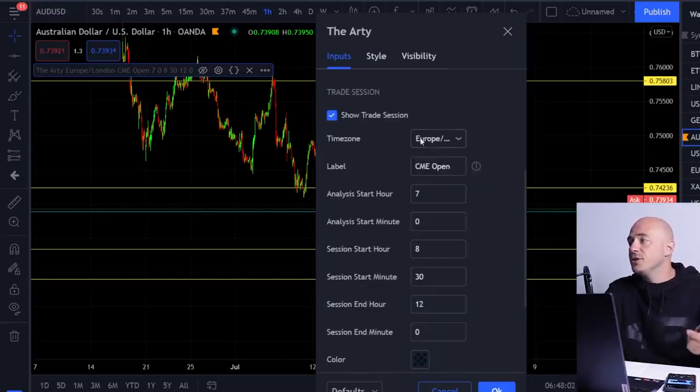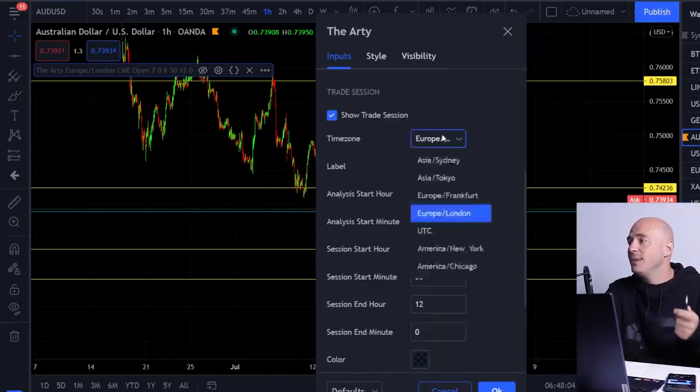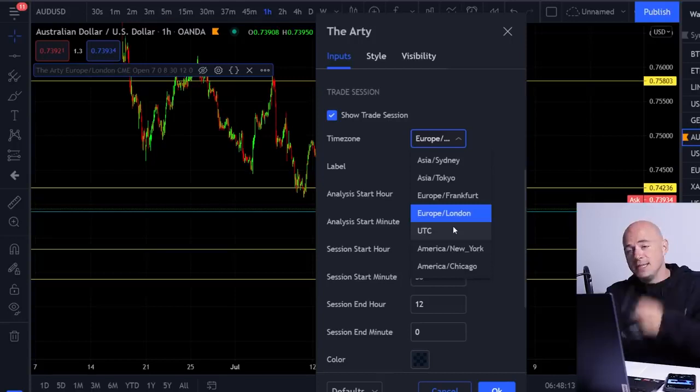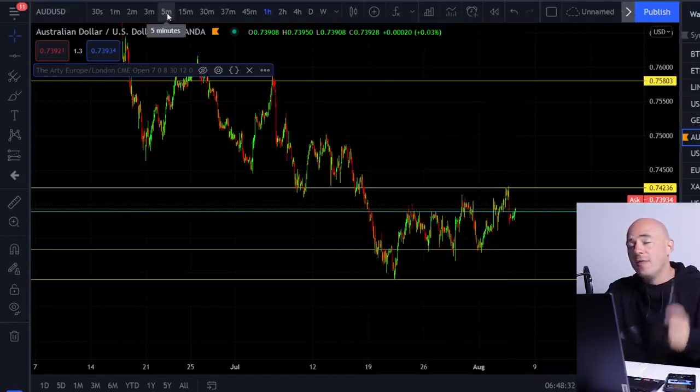But one of the nice features of it is you can select the time zone, whether you're trading the London session or the Tokyo session or the New York session. This is going to help you see exactly where you should be backtesting, which is very, very important when backtesting any strategy. Now, for this specific video, I'm going to be doing this scalp on the 5-minute time frame.